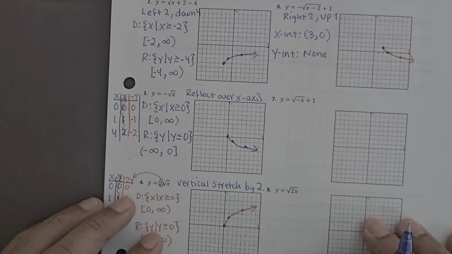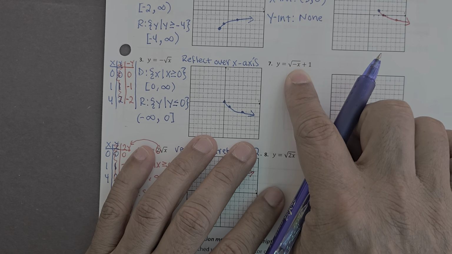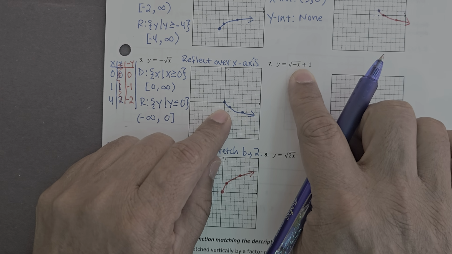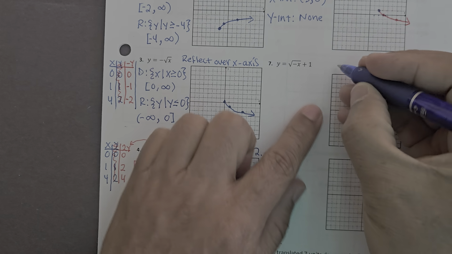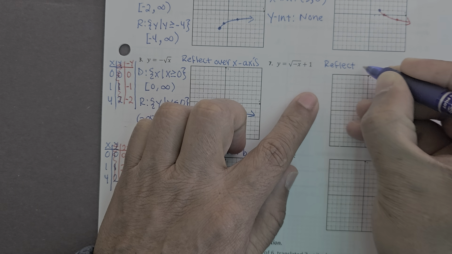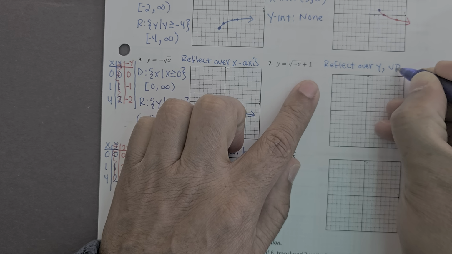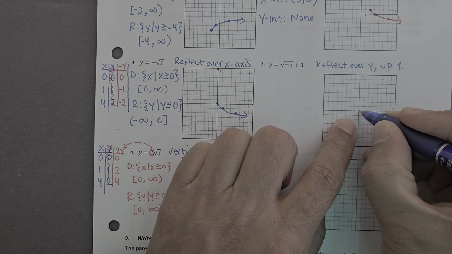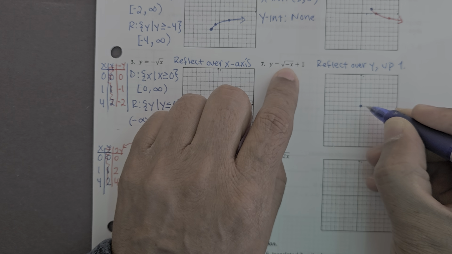All right, number 7. There is a negative inside of the square root. So that means if a negative outside makes the graph reflect over the x-axis, the negative inside of the square root makes the graph reflect over the y-axis, right? So the transformation is reflect over y, and the plus 1, up 1. So let's start with up 1. Let's go up 1 from the origin because there's nothing inside of the radical that tells us that we need to go left or right.